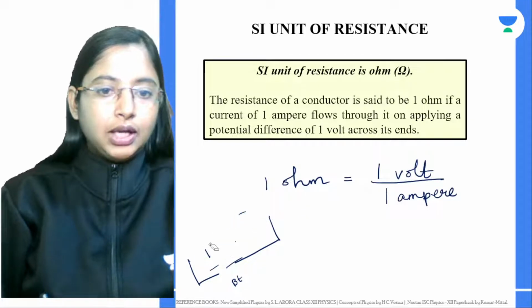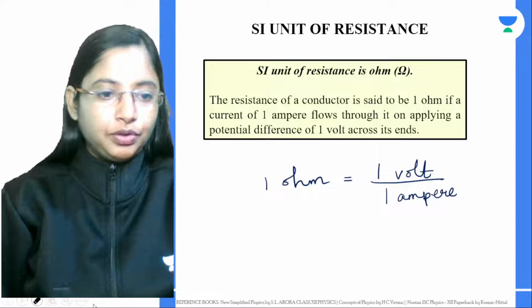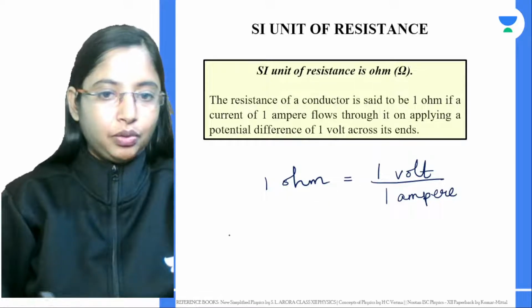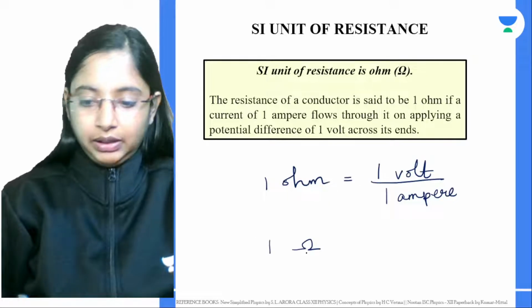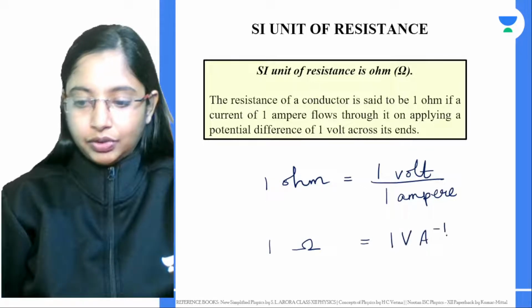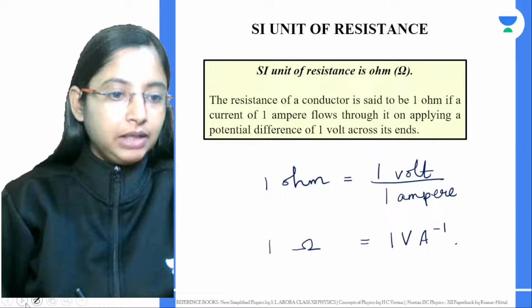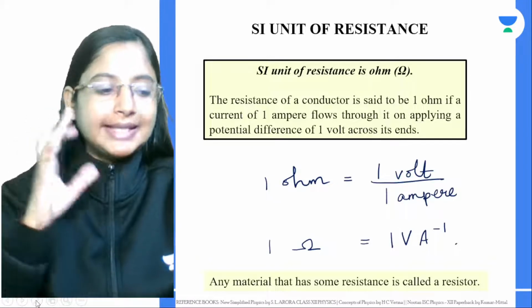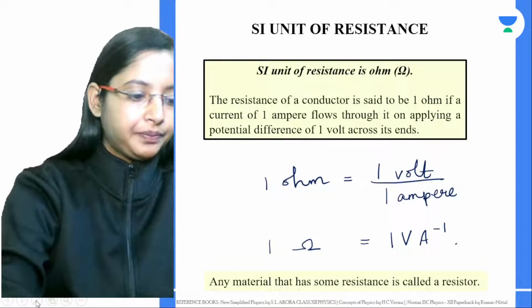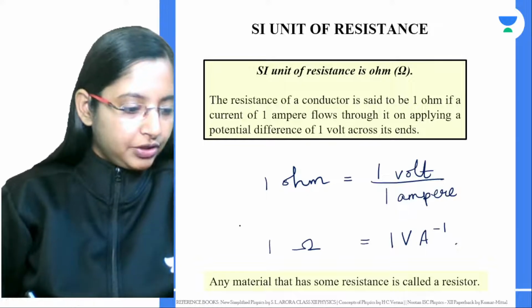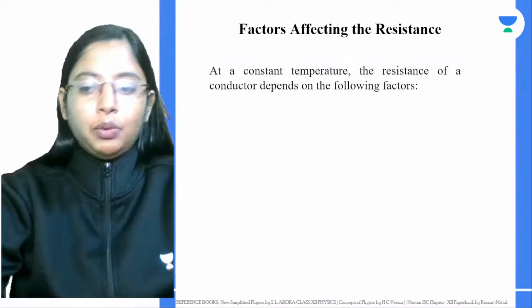Okay, so that is the definition for 1 ohm. From here you can say this 1 ohm, we use the Greek symbol, this symbol, right? 1 ohm is equal to 1 volt ampere inverse 1. Now any material that has some resistance is called a resistor, right? Sanjit, ohm is correct.